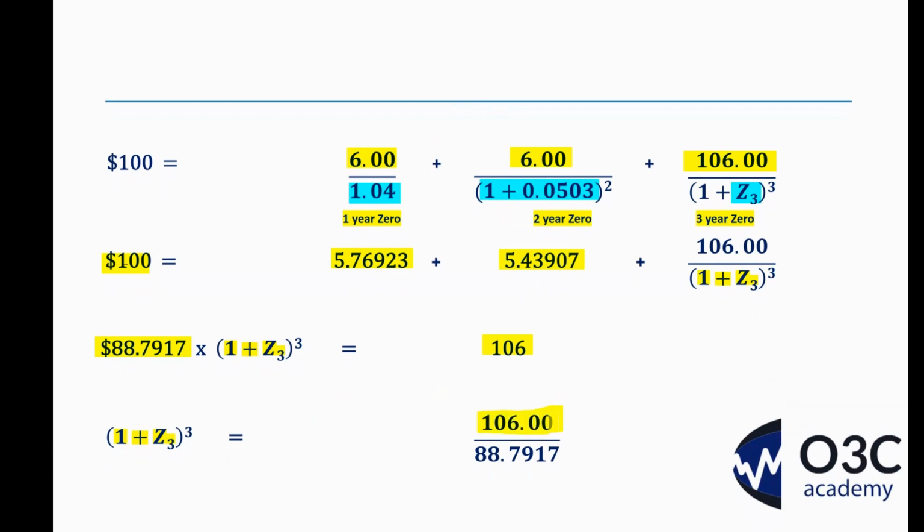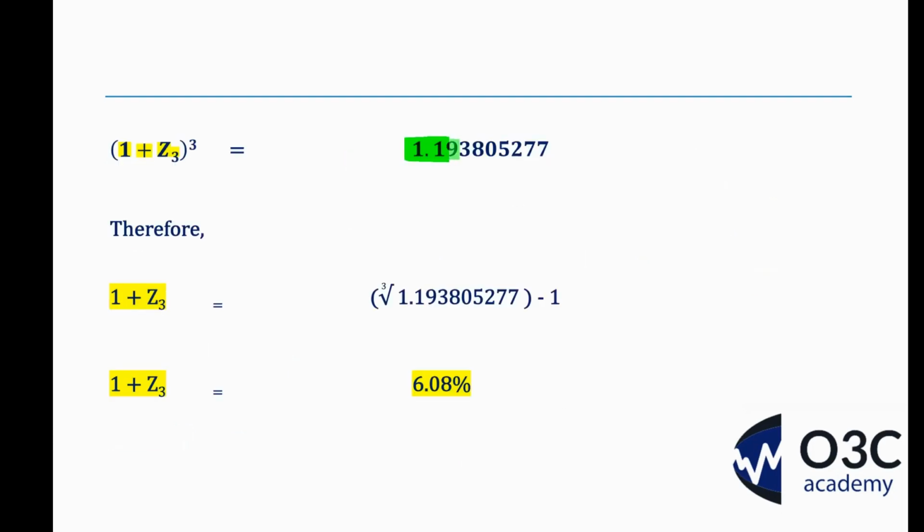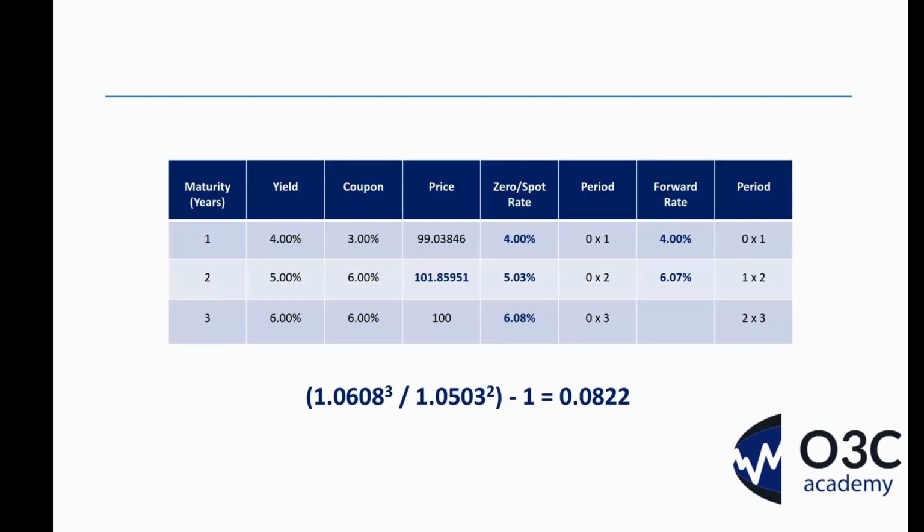So once again, take that third year's cash flow of $106, divide that by the price of the bond minus those 2 present values, and this is going to give us our 3-year zero. We come back with this as our answer. Take away the 1, multiply by 100, and we come back with just over 19%. Again, we can't simply divide by 3, we take the third root. The third root of that number, then deduct the 1, and there we have our 3-year zero rate, 6.08%. Another piece of information for our table.